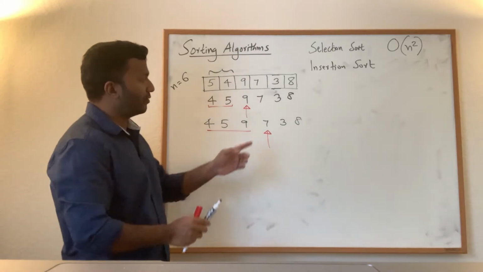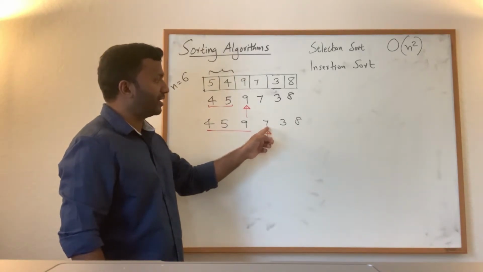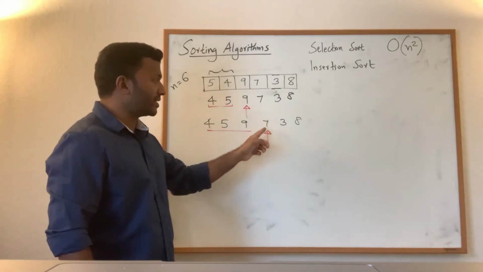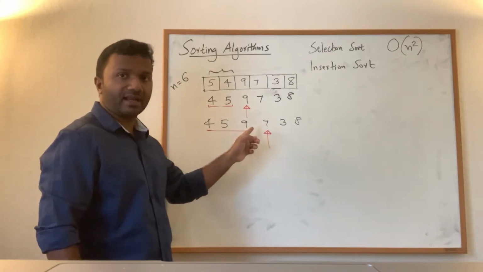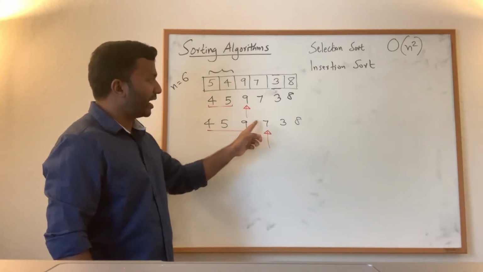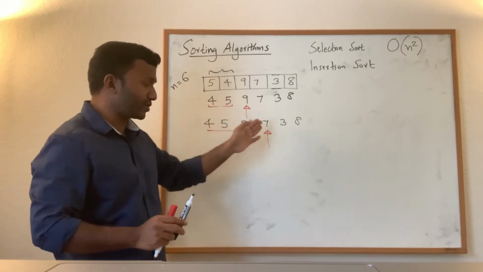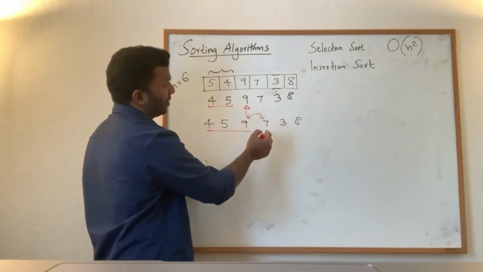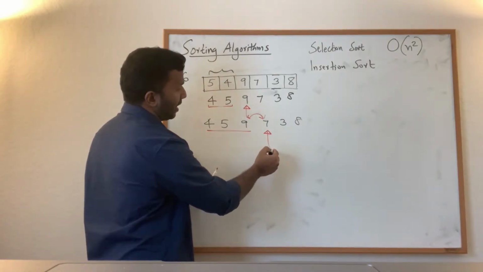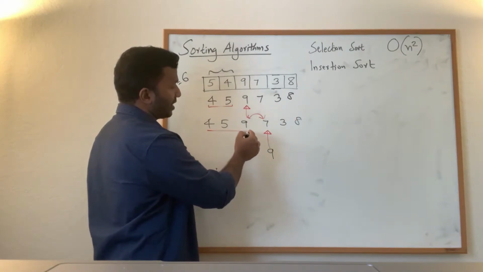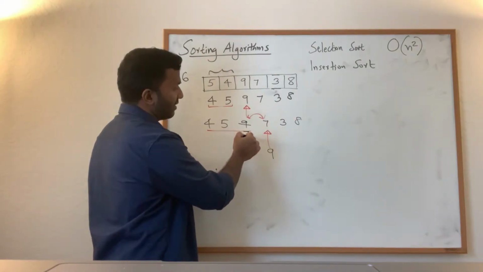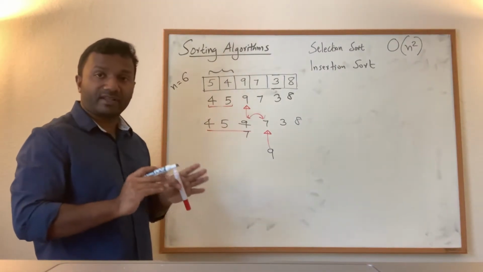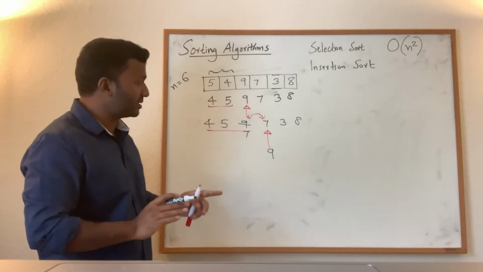And for that, what I'm going to do is compare this element, because this is a new element, right? I'll compare it with the previous number, which is 9, and I see that 9 and 7 are not in the right order. 9 has to go after 7. So why don't we just swap them? We'll make a swap and I'll keep 9 here and I will keep 7 at the place of 9. And I will compare whether 7 is now at the right place.